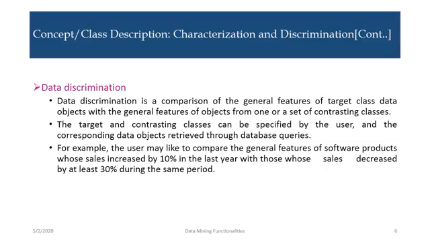Data discrimination is a comparison of the general features of the target class data objects with the general features of the objects from one or a set of contrasting classes.